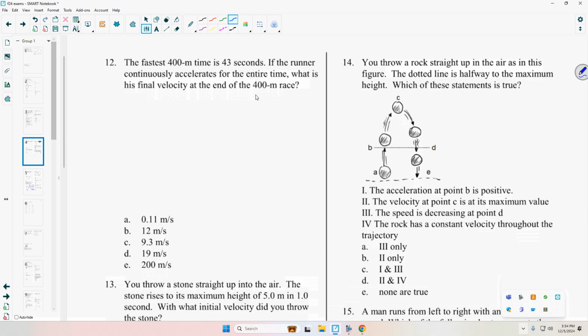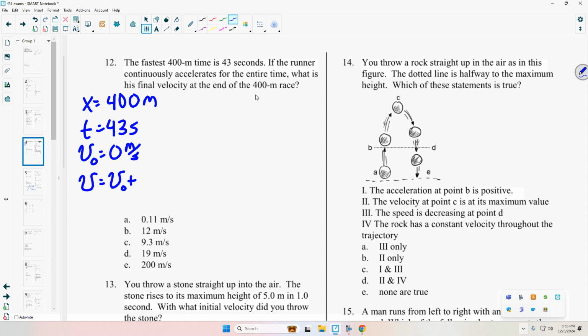Number 12 on exam 1, kinematics problem. I recommend that you start writing down the things that are in the problem. So for example, I know here that x is equal to 400, t is equal to 43 seconds. And I also know, it's not stated here, that these runners don't get a head start, right? So the initial velocity is 0 meters per second. And I want to know what the final velocity is. I know that this is equal to v naught plus at. I know what t is, but I don't know what a is. So I have to find the acceleration.